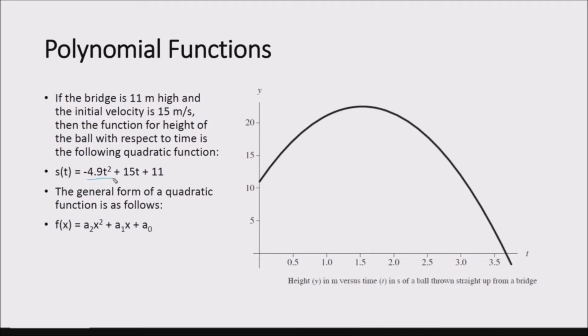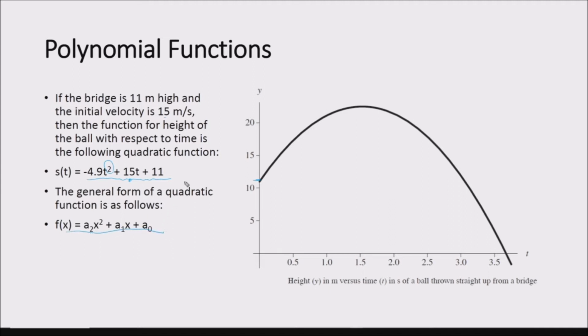So it is a quadratic function, that's why it has a t squared, the time squared, plus the 11, which is the starting value right here, and the velocity is 15, shown there. And so on. So in general form, a quadratic function you can write like this.